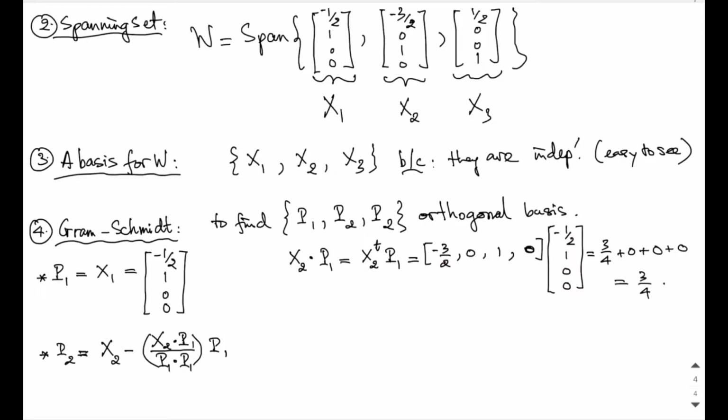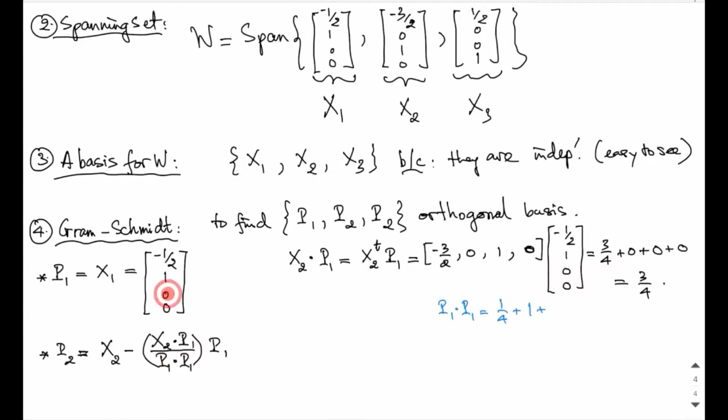All right, so we have computed the numerator here. Now we need to compute the denominator as well. So let's compute P1 dot P1. If you dot P1 with itself, you multiply this with itself. So that's going to give you 1/4. Then this with itself, that's going to give you 1.